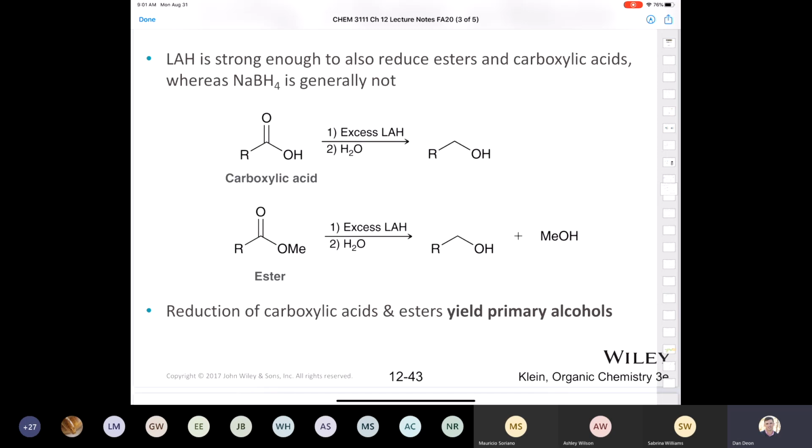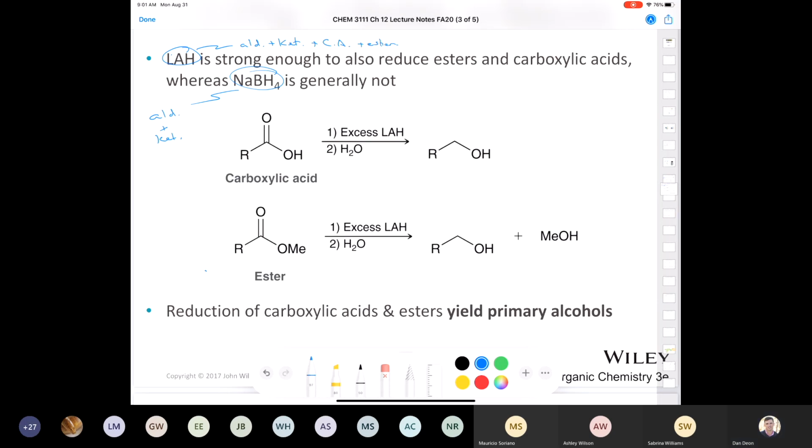Okay, but sodium borohydride is not. So the take-home message is that sodium borohydride can only be used to reduce aldehydes and ketones. Lithium aluminum hydride can be used to reduce aldehydes, ketones, carboxylic acids, and esters. Okay? It can be used to reduce just about everything under the sun because it's very strong.